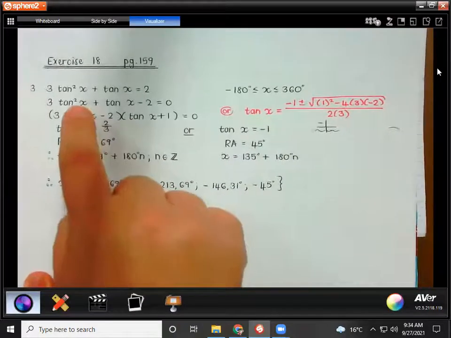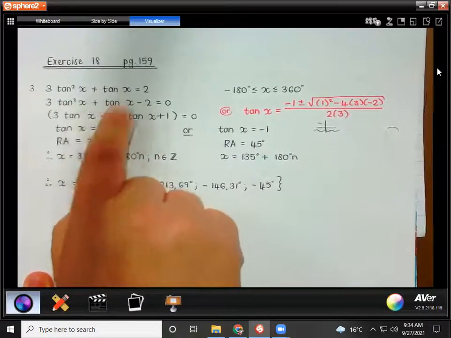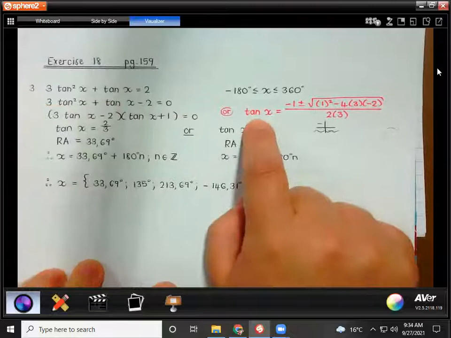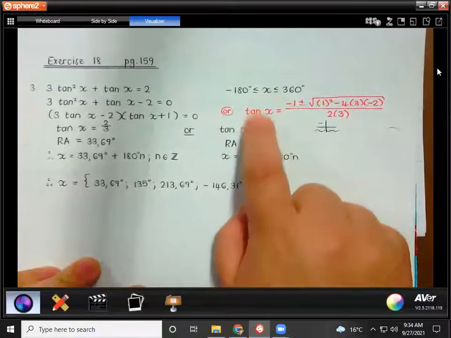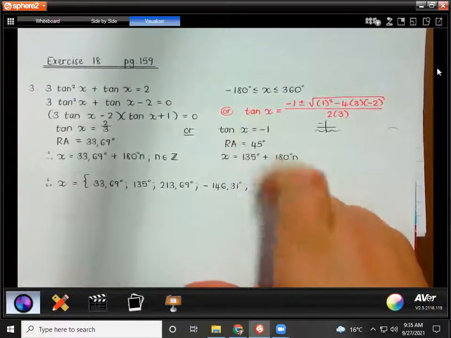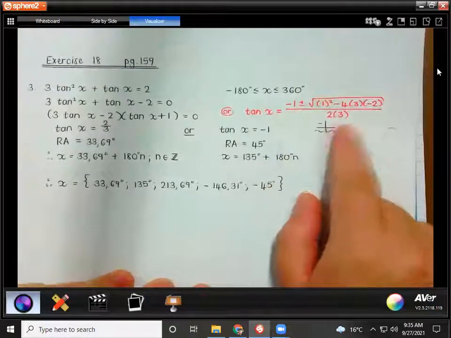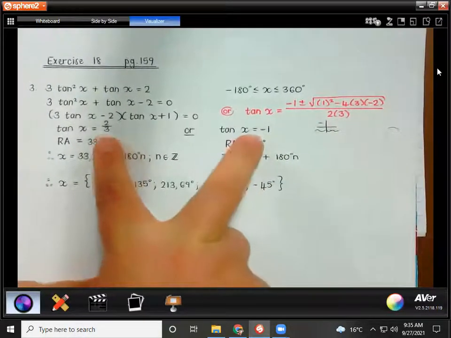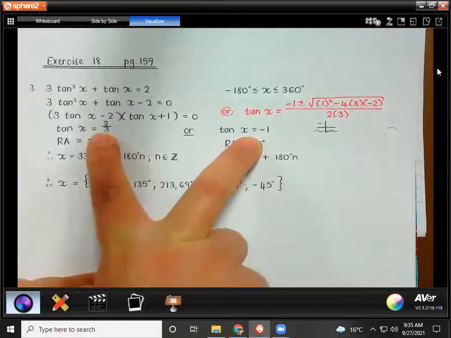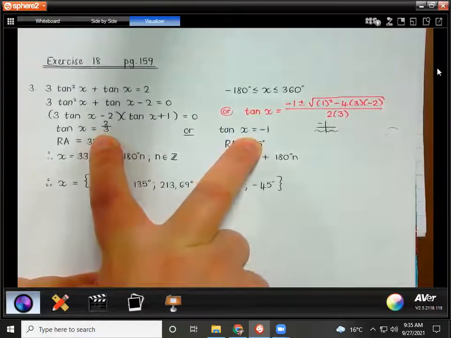Remember, we're not going to solve for x. Our variable here is not x. The variable is tan x. So if you're using the quadratic formula, you have to say tan x is equal to, then you have your whole thing, everything that you're subbing in. Then you will get those two values. Tan x is 2/3 or tan x is -1.